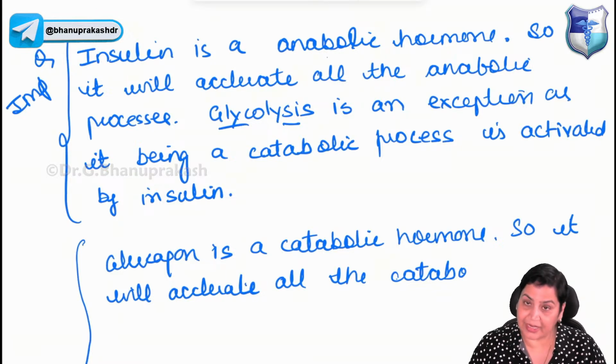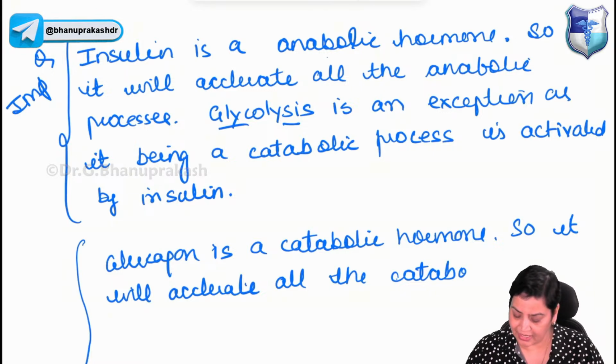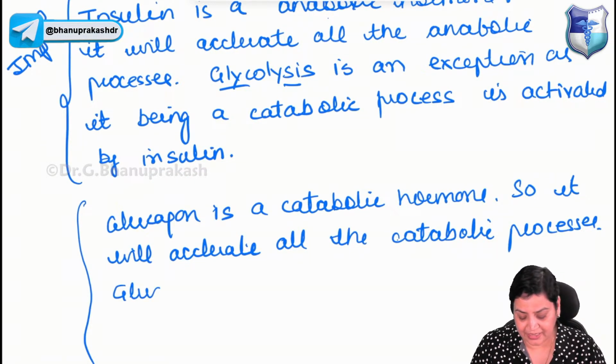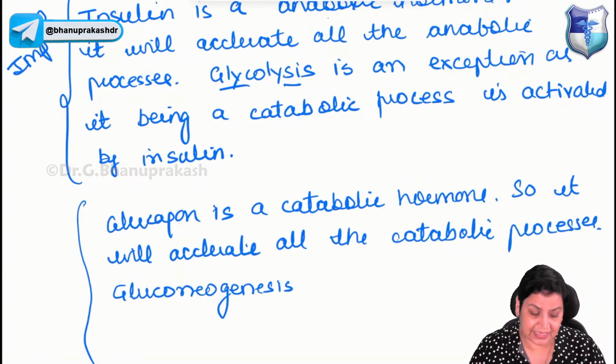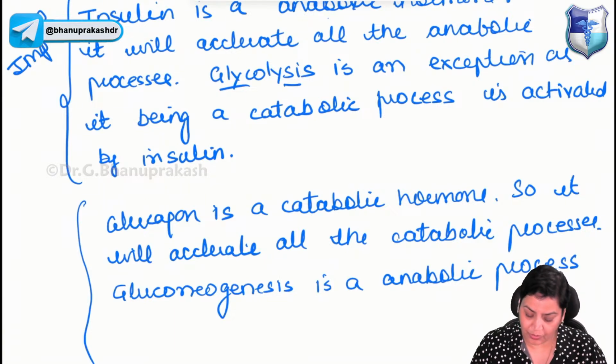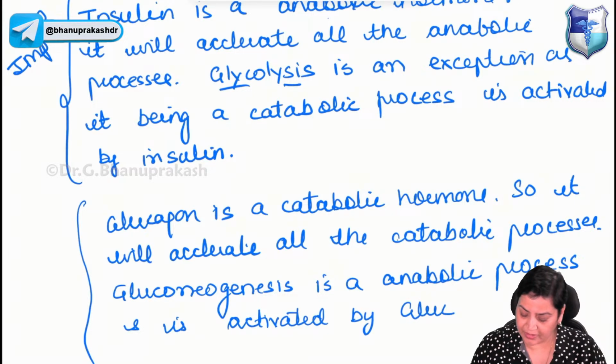So insulin is anabolic, glucagon is catabolic. So it will accelerate all the catabolic processes. Up here, glycolysis is an exception. Here, gluconeogenesis is an exception. So I can say that gluconeogenesis is an anabolic process and is activated by glucagon. This is also very important.